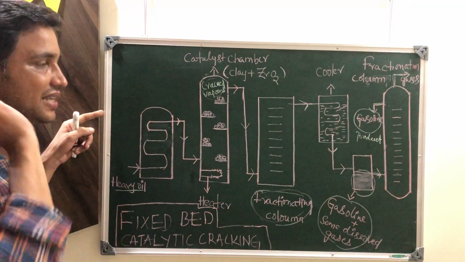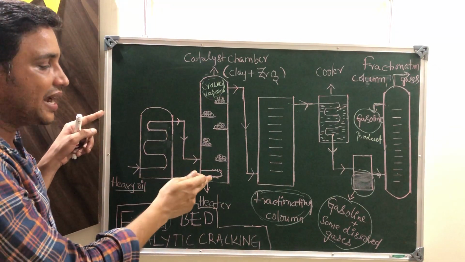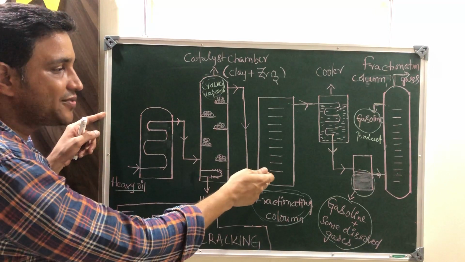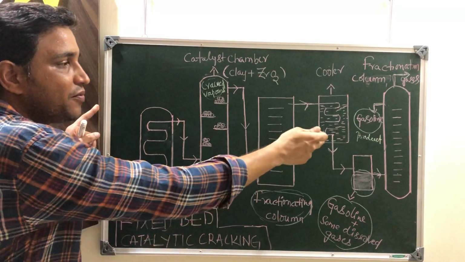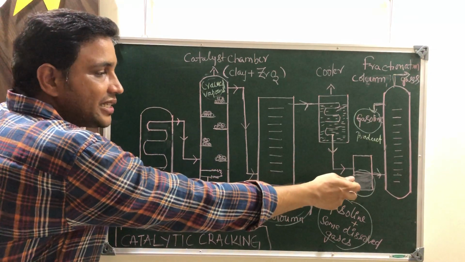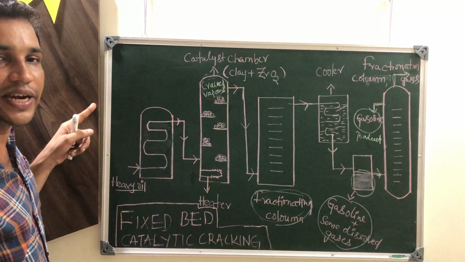It contains 6 chambers. The first chamber is heavy oil feeder. Second one is catalytic chamber, catalyst chamber. Third one is fractional distillation column. The fourth one is cooler or condenser. The fifth one is reservoir, gasoline collection chamber. The sixth one is again fractionating column.